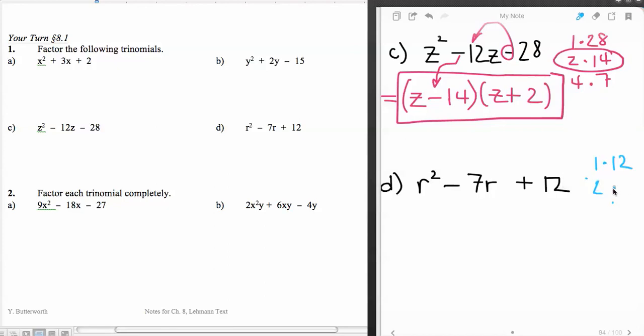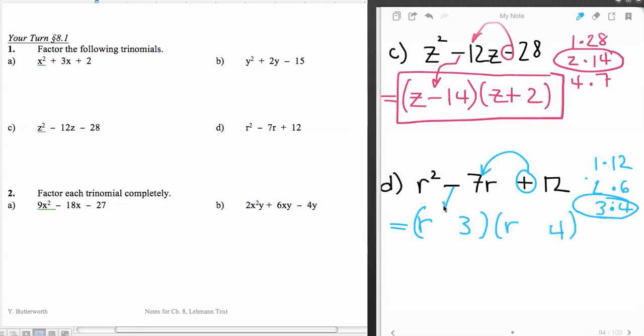Okay, again, factors of the constant, 1 times 12, 2 times 6, 3 times 4. And this time around, I want the sum to be 7. 3 and 4 sum to 7. So I have an r with a 3 and an r with a 4. Reverse the order and it's okay as well. And then this time, this middle sign here is the sign for both of them. So they're both minus. And that's problem number 1.